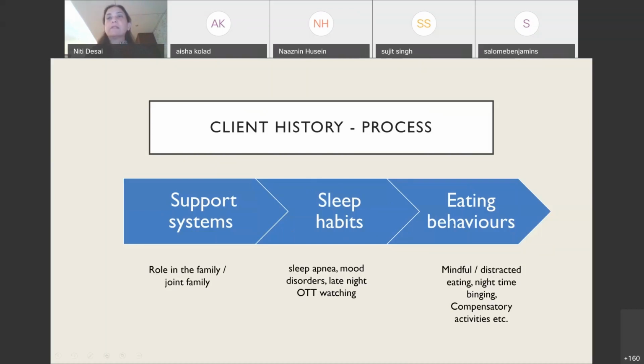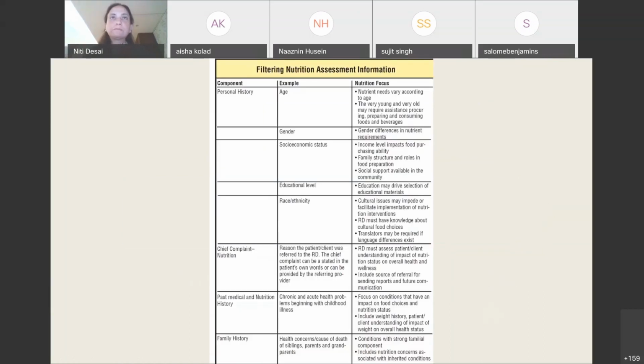Eating behaviors, is there distracted eating? Is there nighttime binging when somebody's watching a Netflix program? Is he or she sitting with a jar of namkeen? Is food being used as a compensatory activity? So these are also a lot of factors which we need to know, which will affect the nutrition prescription.